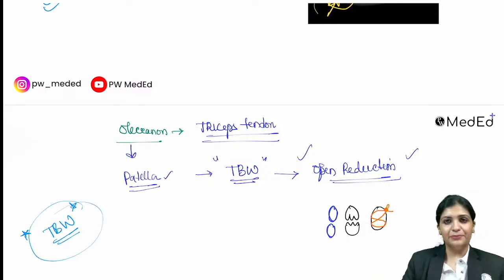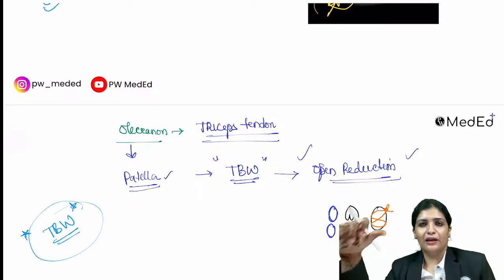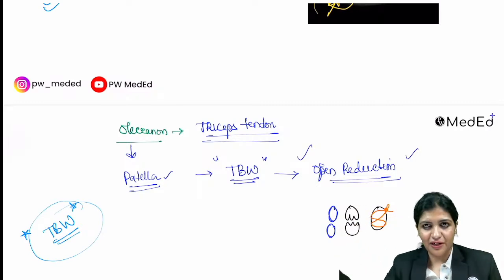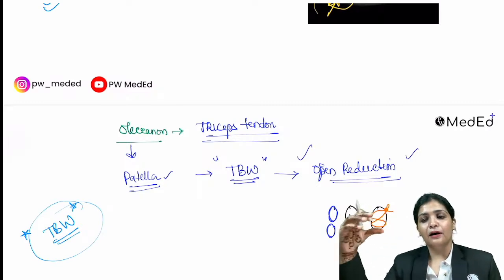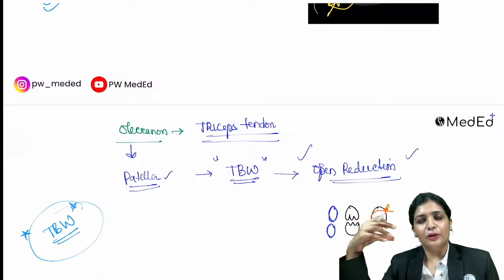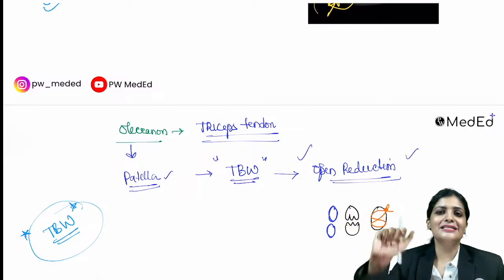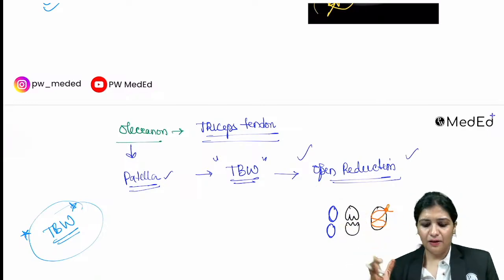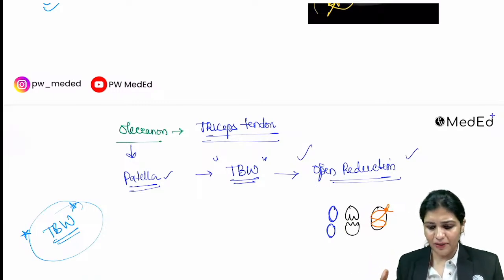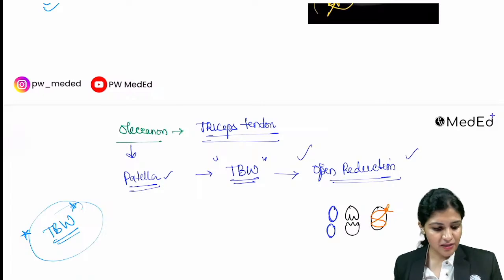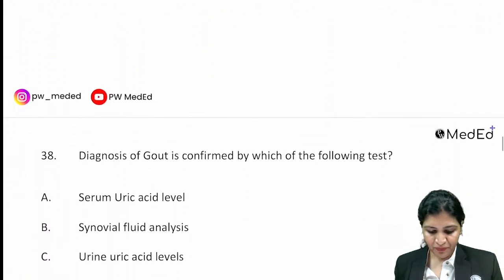This TBW is also one of the favorite questions for the examiners. Usually they put up an X-ray of the patella or the olecranon and ask you what is the treatment for it, or sometimes they will put up the TBW image itself and ask you what is this image. So just revise this tension band wiring before the exam day so that it will be easy for you to answer, right? So that is about the question.